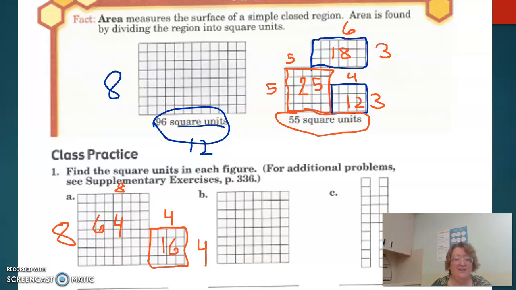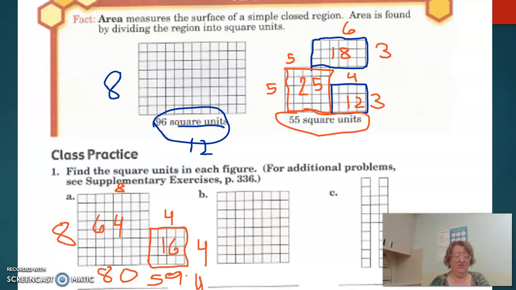And if we add those together, our total would be 64 plus 16, and this would be written as 80 square units. It's extremely important, fourth graders, that when we are doing area, that we write the answer in square units. Okay? Now, I'd like you to do the next one on your own.